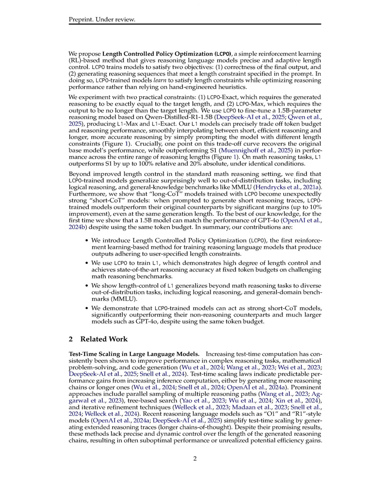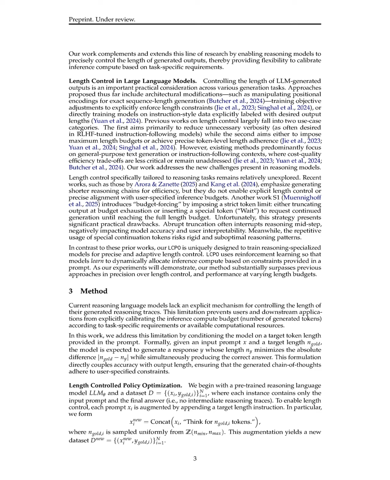The length-controlled policy optimization (LCPO) method aims to address the uncontrolled length of reasoning sequences generated by language models, which leads to inefficient compute usage and suboptimal performance. Specifically, LCPO provides precise and adaptive length control by training models to meet user-specified length constraints while ensuring the correctness of the final output. This is achieved through a reinforcement learning framework that couples accuracy with output length, allowing models to generate reasoning sequences that either match an exact target length or do not exceed a maximum length.